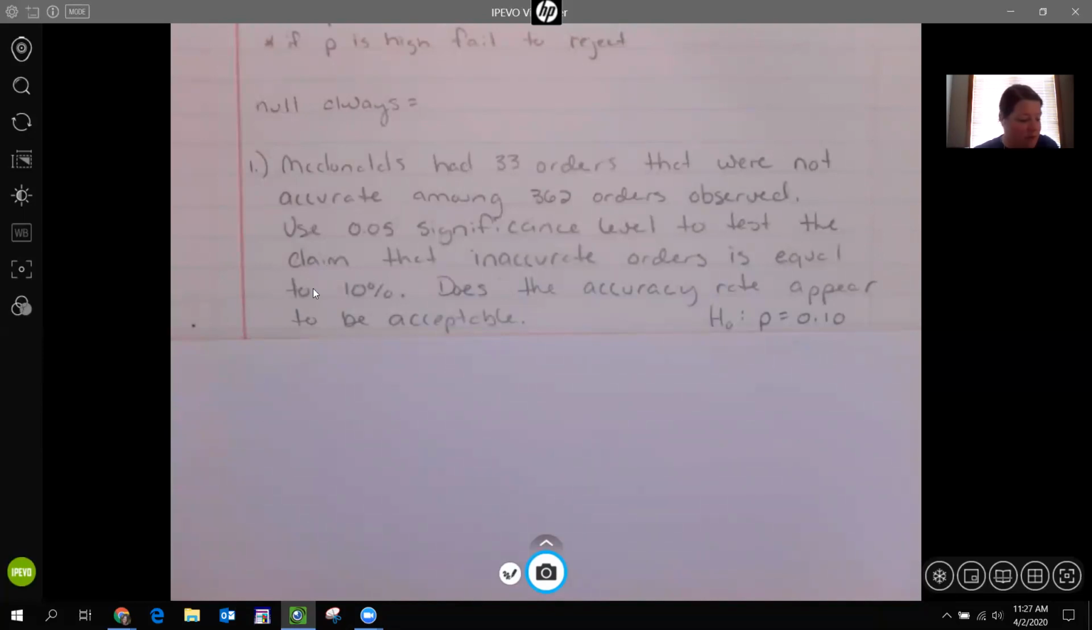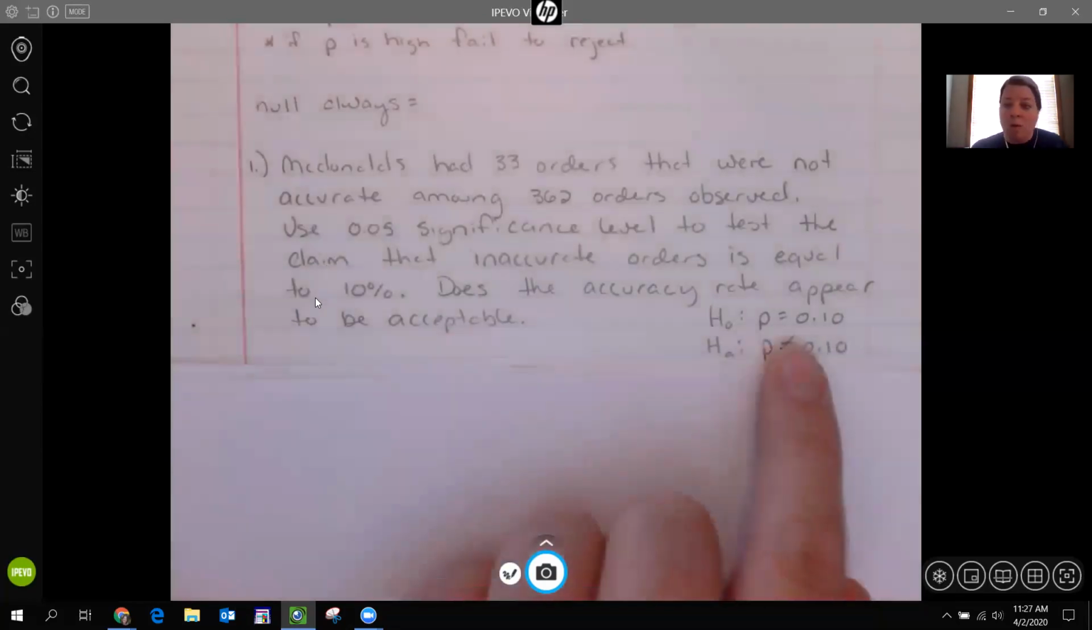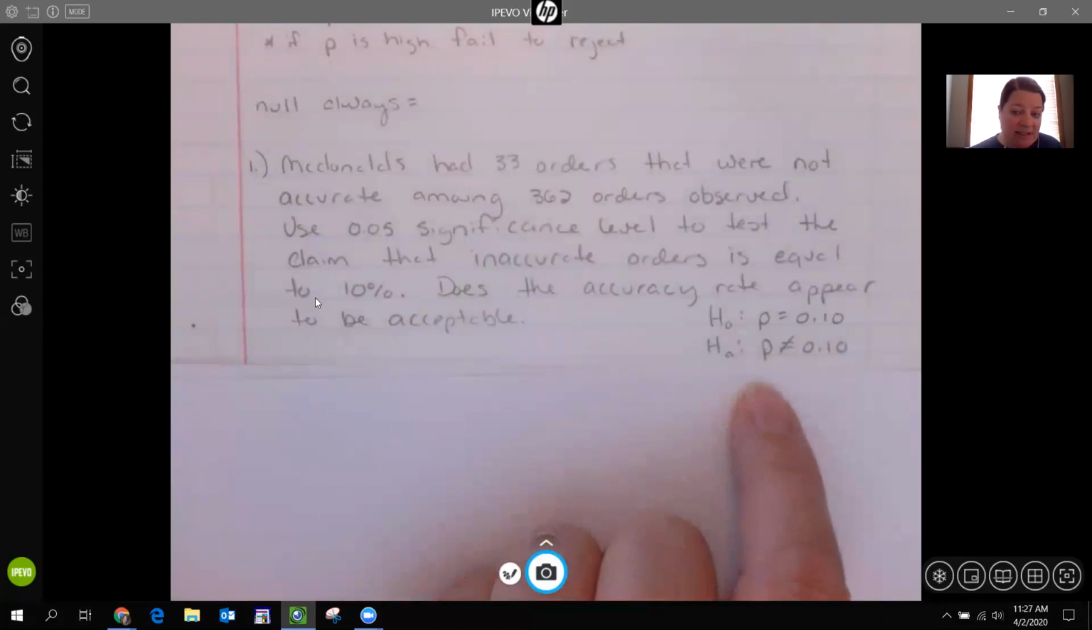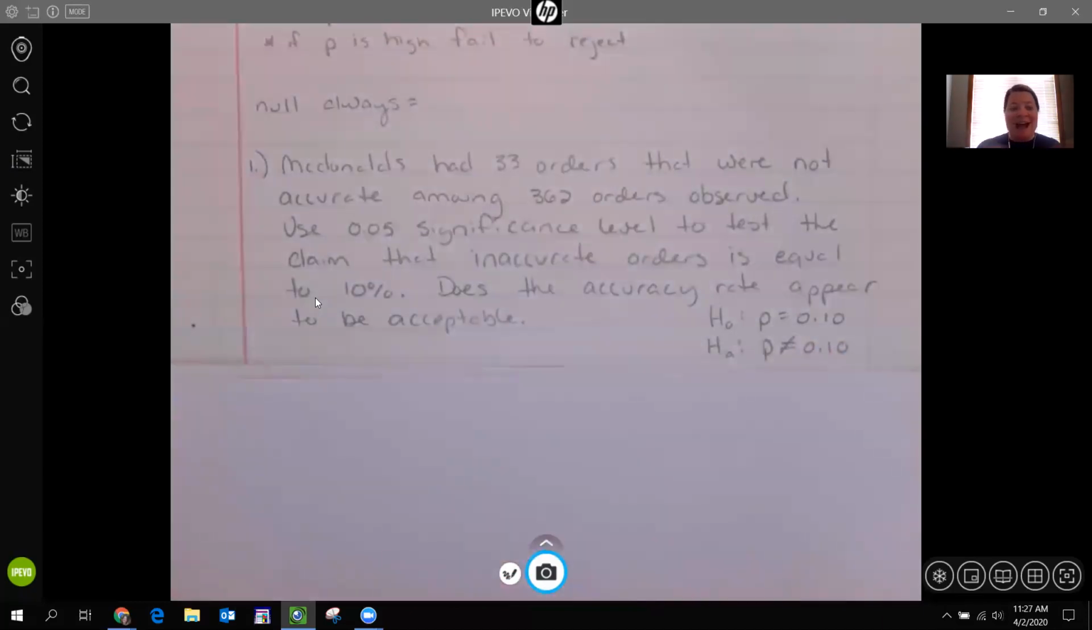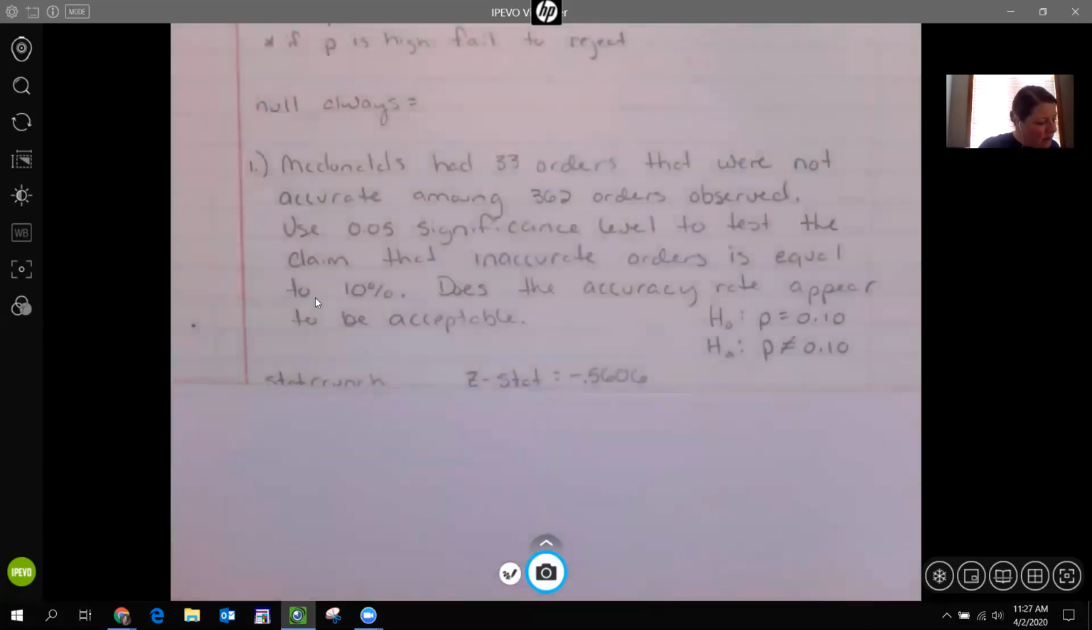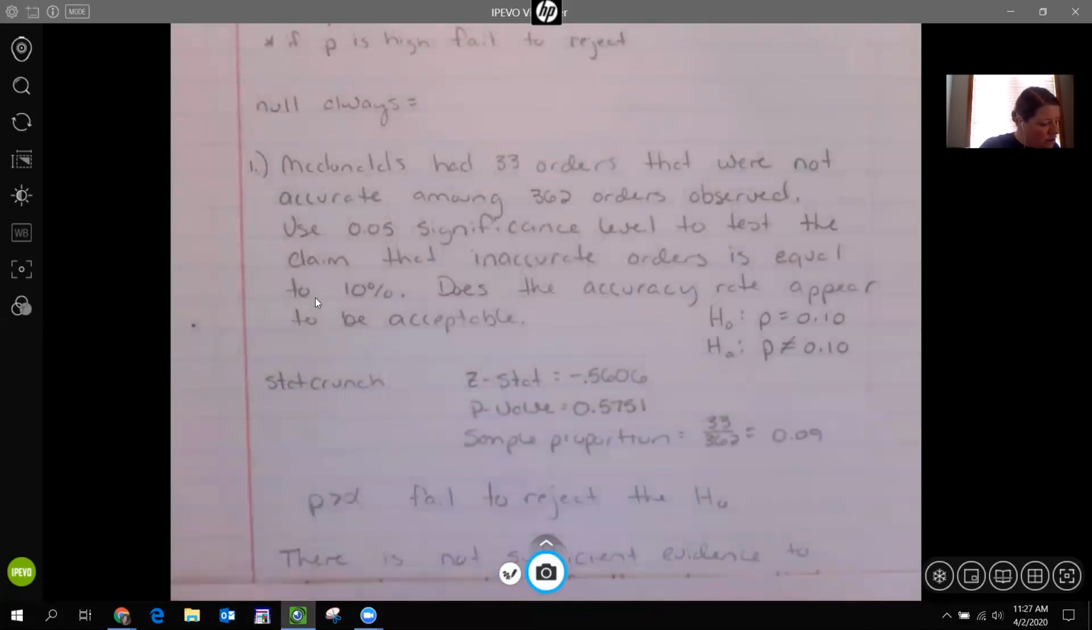The claim is 10%. So over here on the right corner, I have to think about my null, which is always equal to whatever percent, which was 10% on this one. And for this one, our alternative is just not equal to 10%. We weren't given less than or greater than, we weren't left or right-tailed. So we're going to have our two-tailed. Okay, so this is our first thing we want to write down. And then we're going to go into StatCrunch and find the rest of this information.